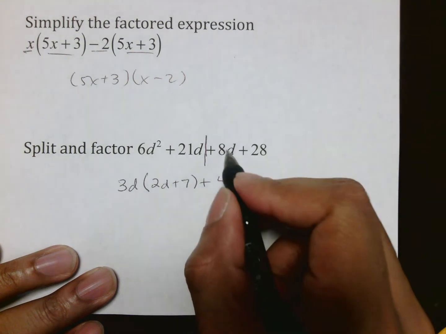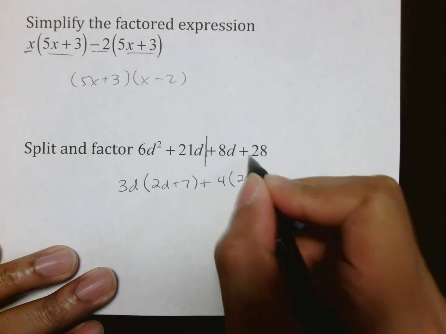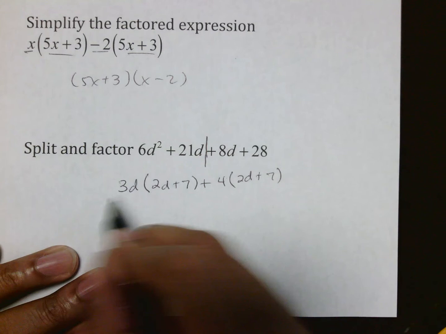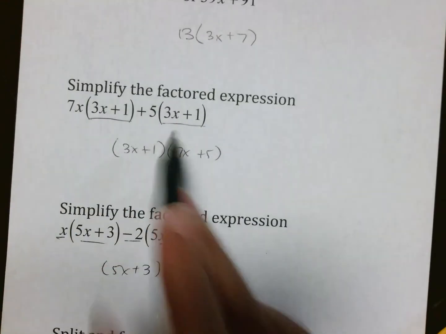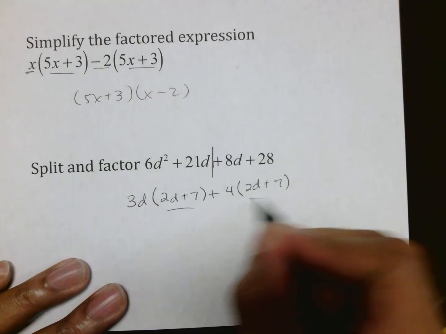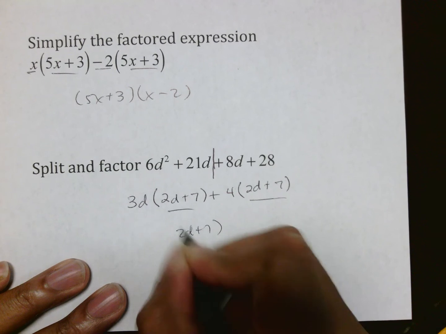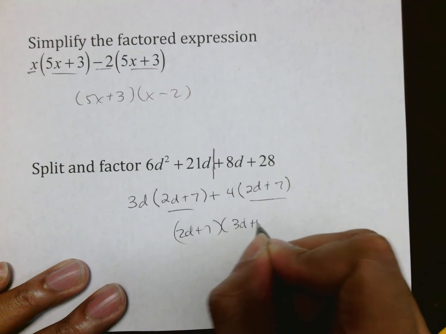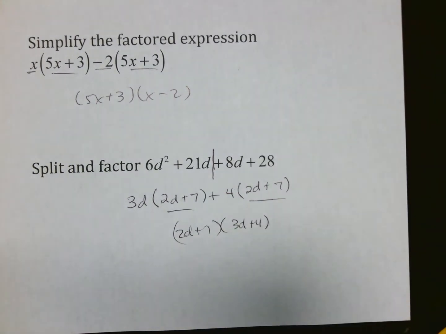But just to be sure, 8 divided by 4, 2. There's a d left over, plus, and then 7, which means now we do what we did up here, which is we take off what they have in common, 2d plus 7, and we're left with 3d plus 4. That is your part that you're looking at.